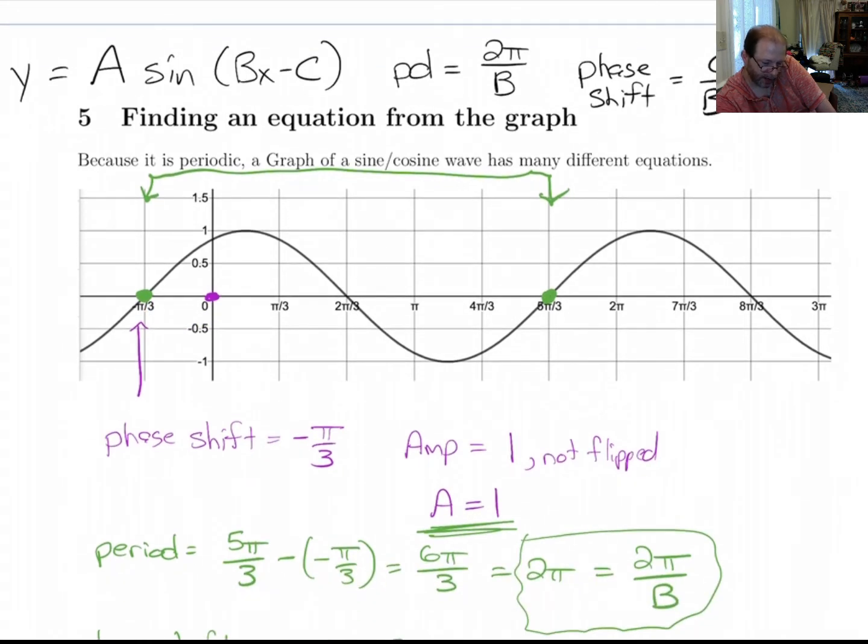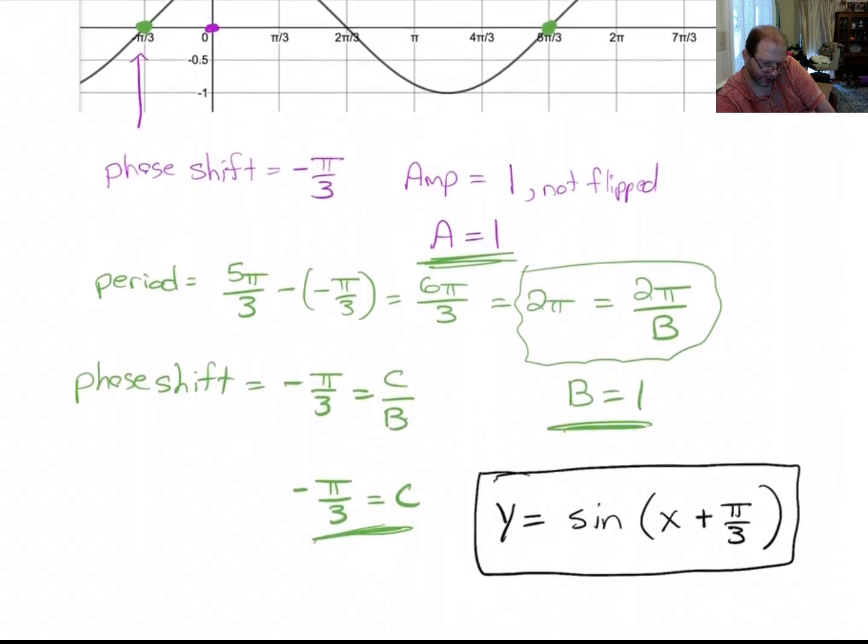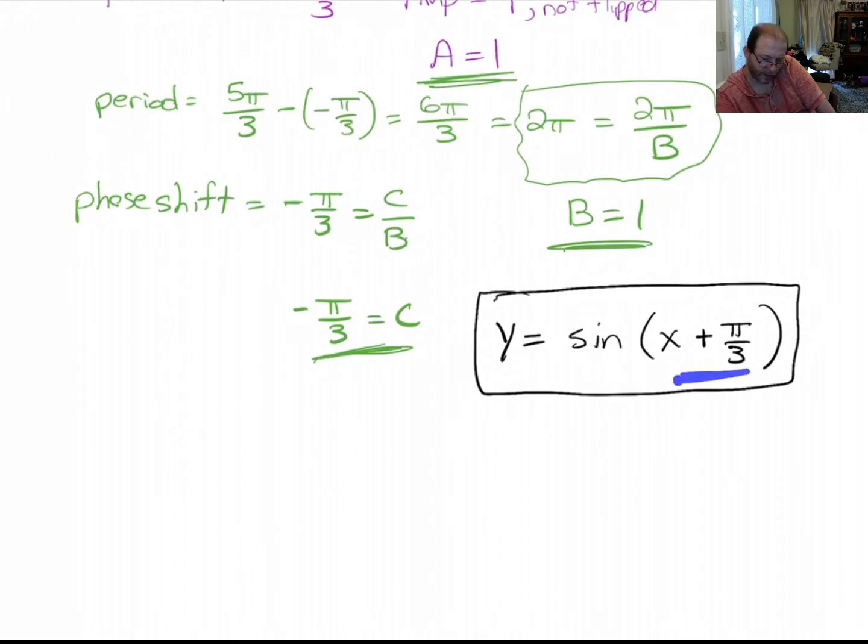It's shifted pi over 3 to the left, so we could just take this and make it sine of x plus pi over 3. And that works, that's fine. The reason we call it a phase shift instead of a horizontal shift is because if you move it over a multiple of the period, then the graph is back to the original.